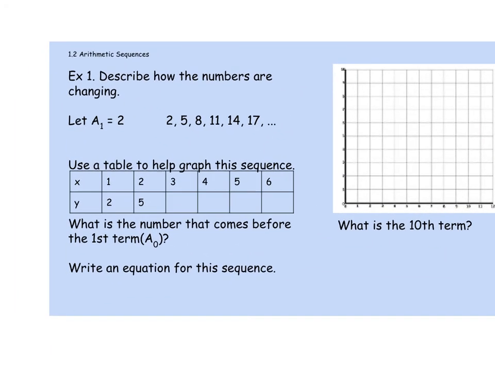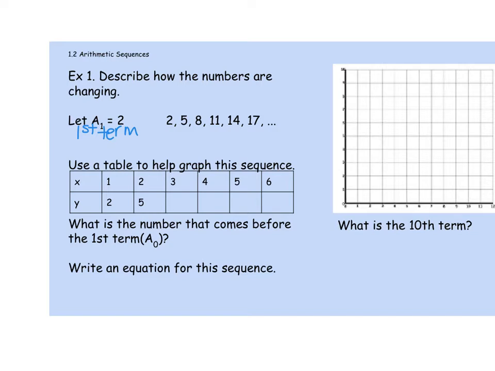Here, this is an arithmetic sequence. It says describe how the numbers are changing. Now look at this notation here, this A with a little 1 underneath it. I'm going to call that A sub 1. Okay, so A sub 1 equals 2. All that means is the first term. The first term is 2, so that means the second term is 5, third, fourth, fifth, sixth, right? So describe how the numbers are changing.